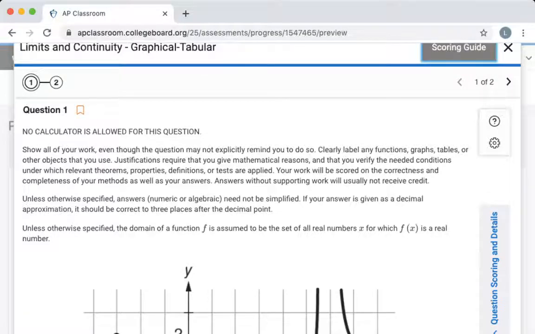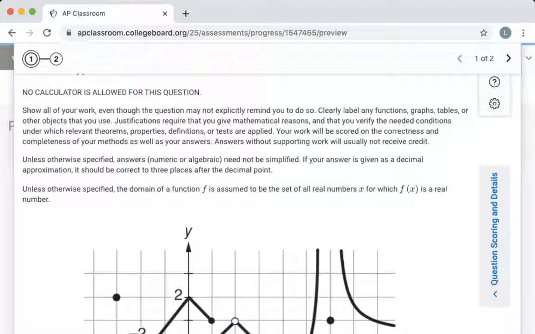Okay, so you can read the directions here. Same directions for all these free response questions. You'll be seeing enough of these before the test that you'll get used to what all that says, and we've gone over it before in class. So let's just get right into it.